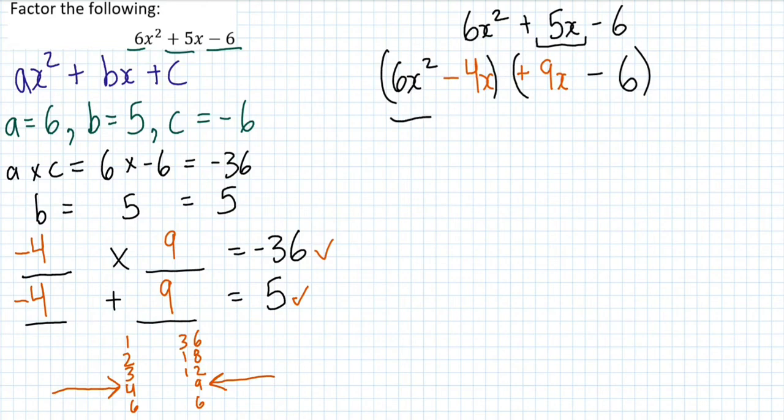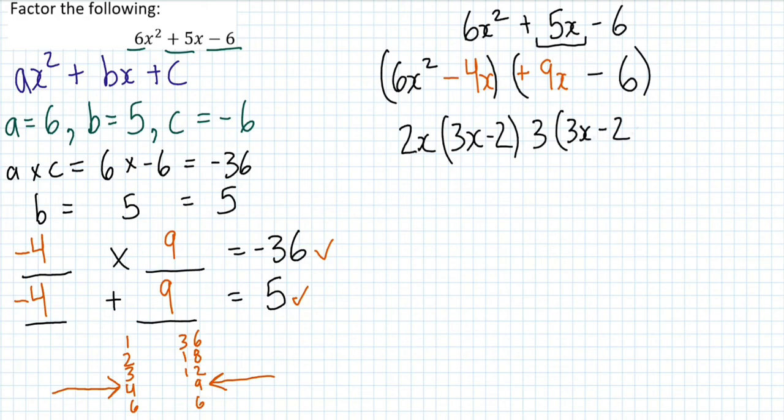So on the left bracket, right here, what's the greatest common factor? The answer is 2x. So we're going to pull out a 2x. That'll leave us inside the bracket with 3x minus 2. On the right bracket, we're going to pull out 3, which will leave inside the bracket 3x minus 2.